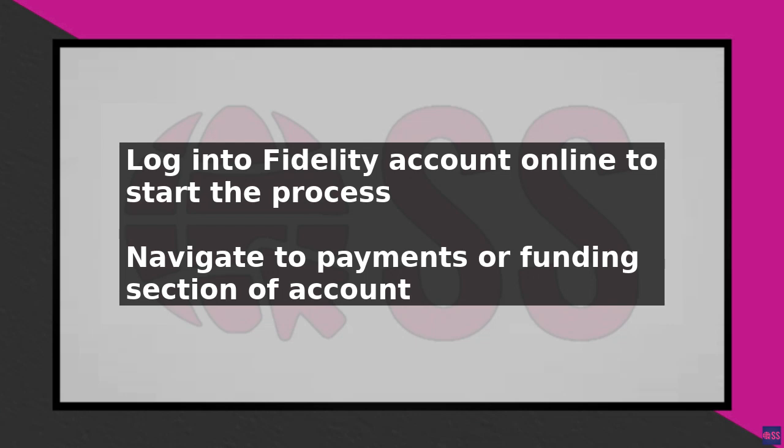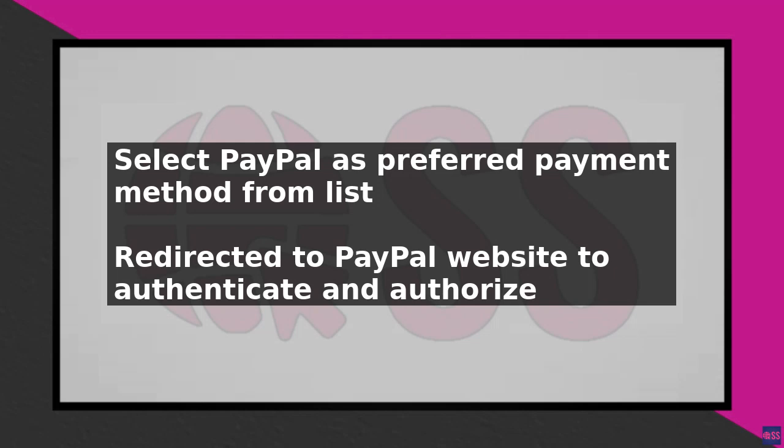Next, select the option to add a new payment method. You will be presented with a list of available payment methods, including PayPal. Select PayPal as your preferred payment method. You will then be redirected to the PayPal website to authenticate and authorize the connection between your Fidelity and PayPal accounts.